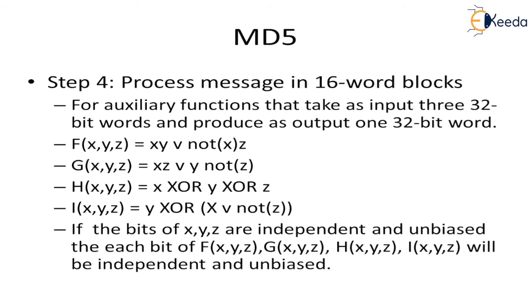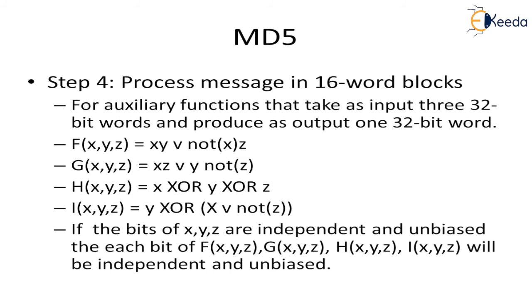Next, process the message in 16-word blocks. Now, in this particular case, there are auxiliary functions that take as input three 32-bit words and produce as output one 32-bit word. So here they are written as F, G, H, I with specific XOR conditions and some NOT conditions. So these are the equations which are being given.